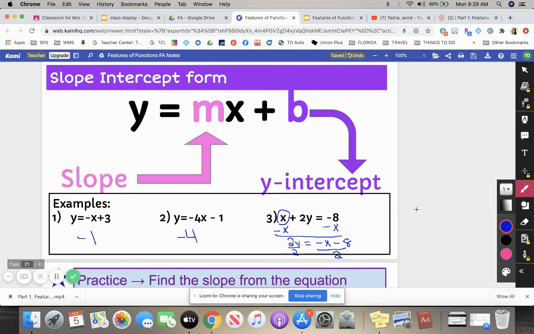Okay, can I write on this? I cannot. So I'm going to bring it up here. That gives us y is equal to negative 1/2 x minus 4. Okay, so that's what that gives us over there. Negative 1/2, because this is an invisible 1. And then negative 8 divided by 2 gives us a negative 4.